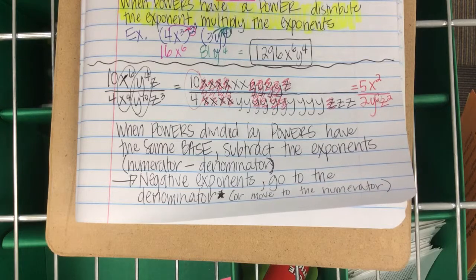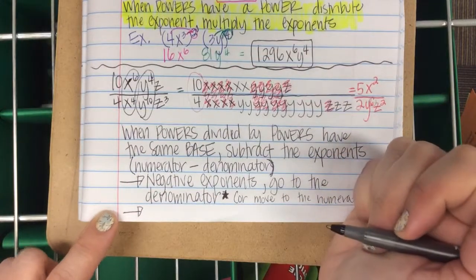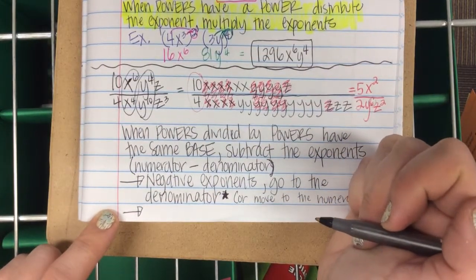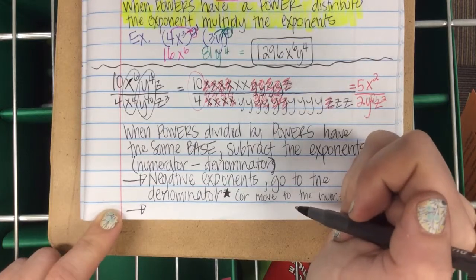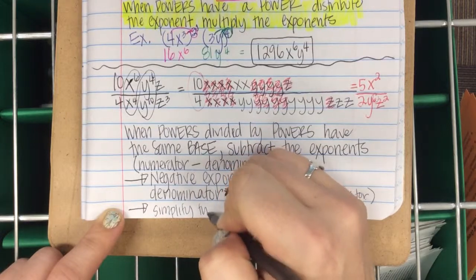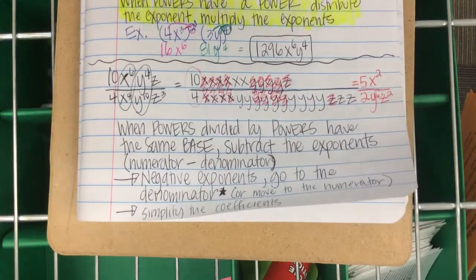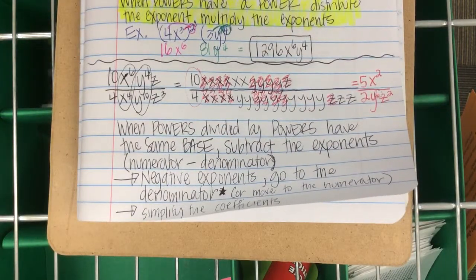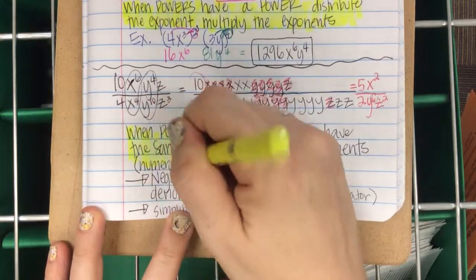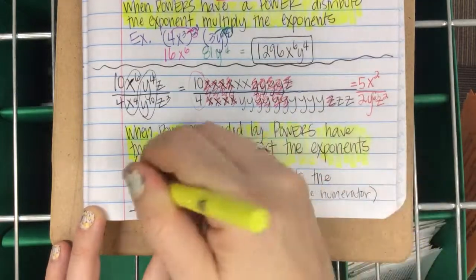What do you do with your coefficients? One last thing. Not necessarily divide, because dividing sometimes results in decimals, which I guess are okay, but whatever. Simplify. If it's, you know, 10 divided by 2, yeah, you can do 10 divided by 2 and get 5. Where do you think 5 would go, in the numerator or the denominator? Numerator. Whole numbers go in the numerator.